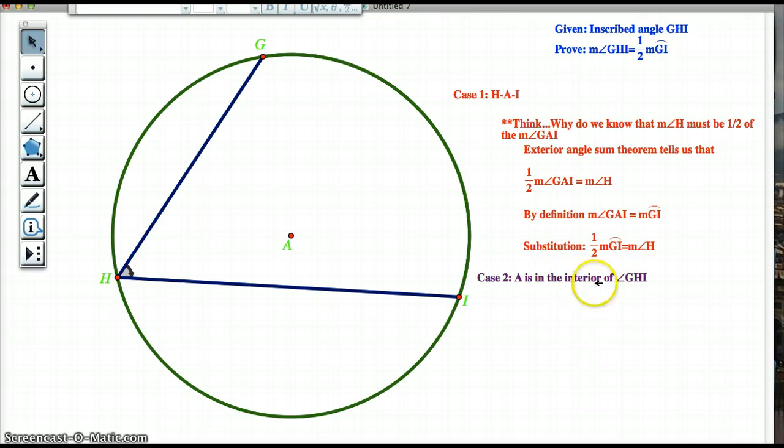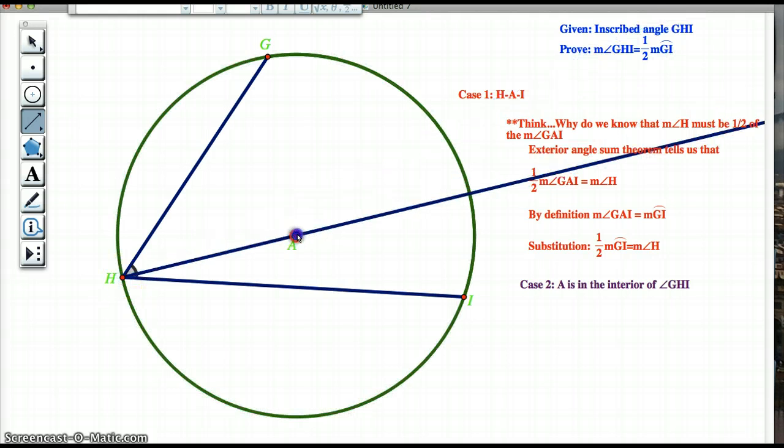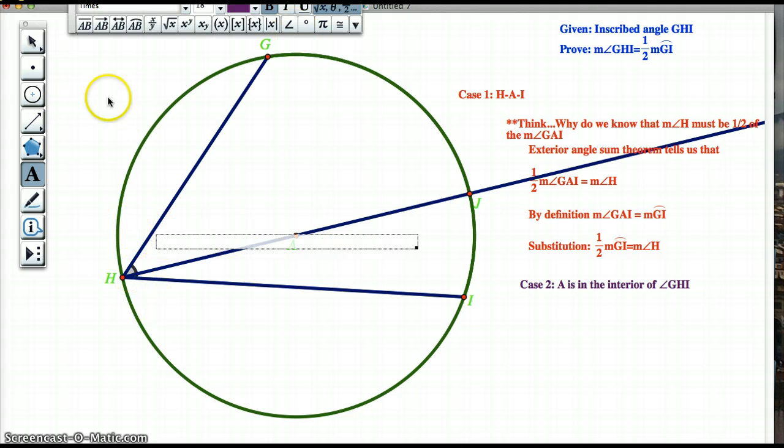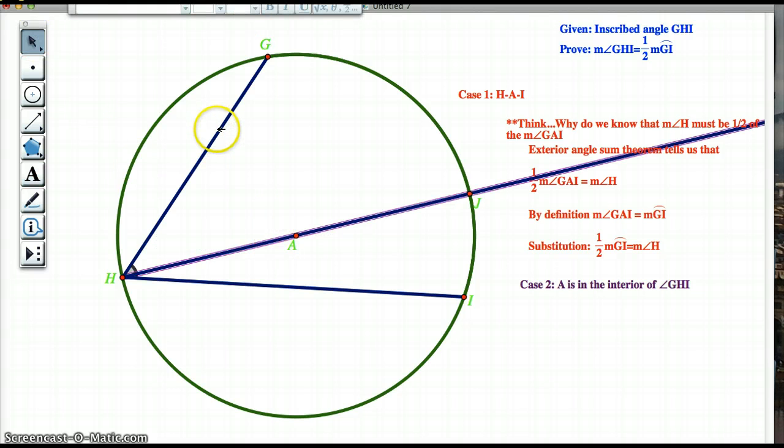A is in the interior of GHI. Okay, well, let's see. Let's add a ray through A. Well, now what do we know? Well, now this angle up here, there's a J. This angle right here, because now I have a ray through A, is an inscribed angle with one side going through A. And we already know that if I have an inscribed angle with one side going through the center of the circle, that the angle is going to be 1/2 of the arc.